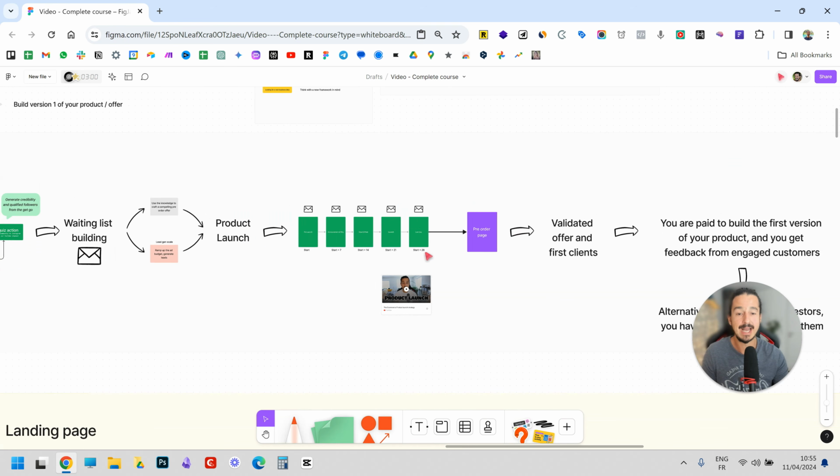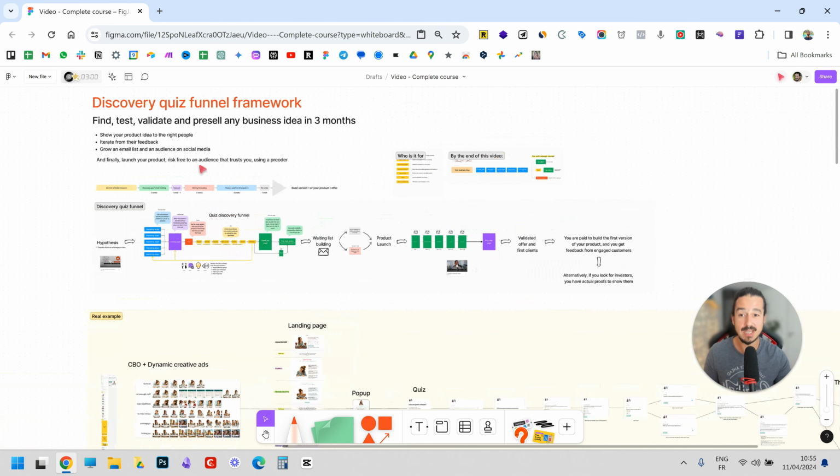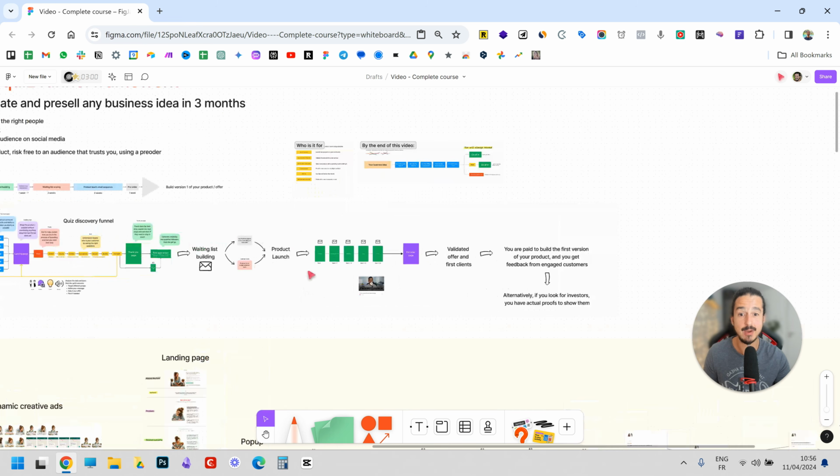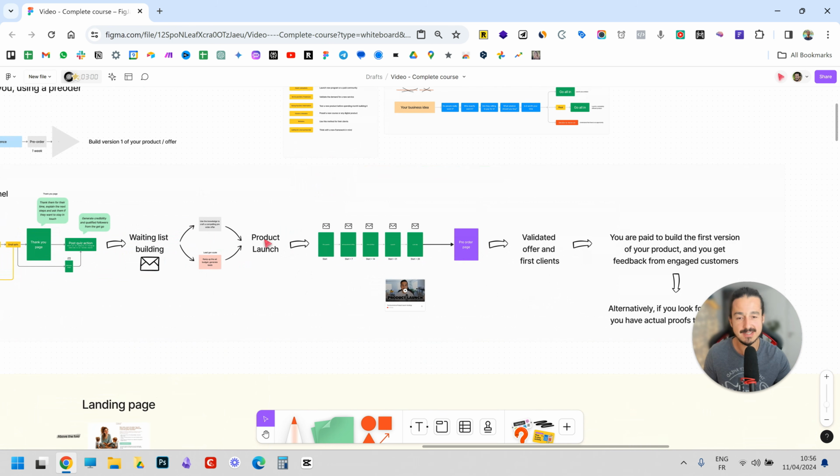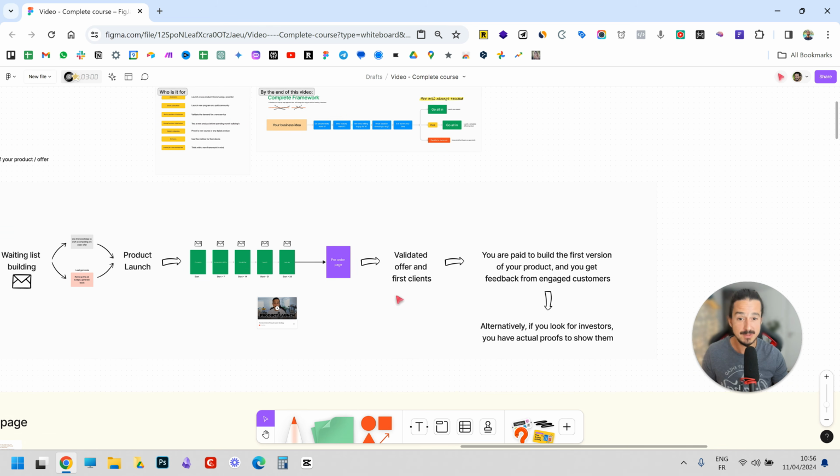Okay, at this moment, let's take a step back. We really have found an offer that we think people are interested in. We have built our waiting list, and we have created an amazing email sequence that led people to a page where they can actually pre-order your product. So they accepted to buy your product even though it's not created yet. What does that mean? You have a validated offer and you have your first clients.